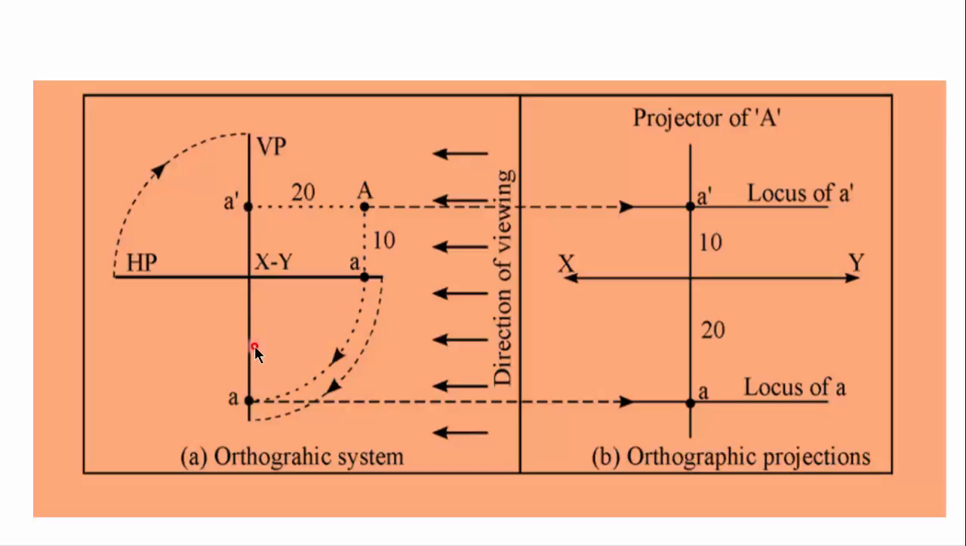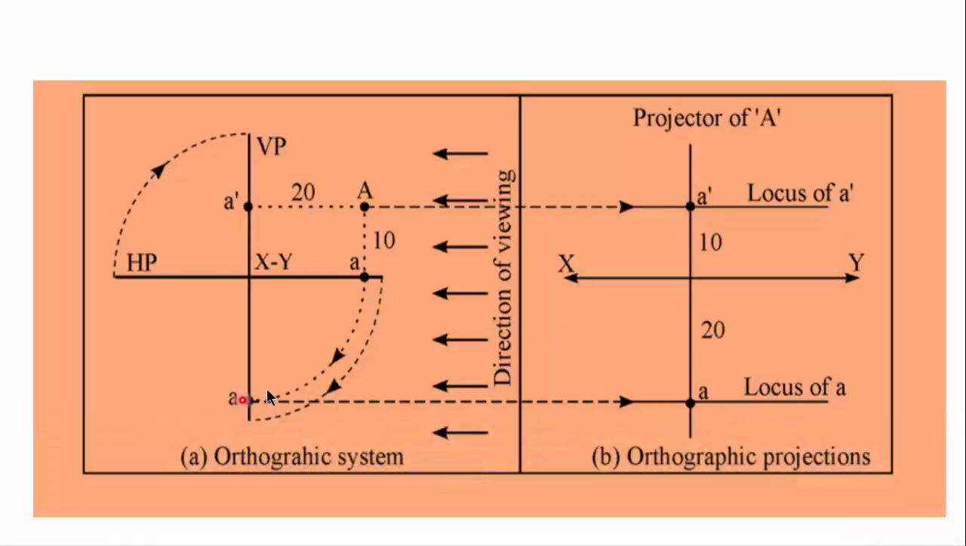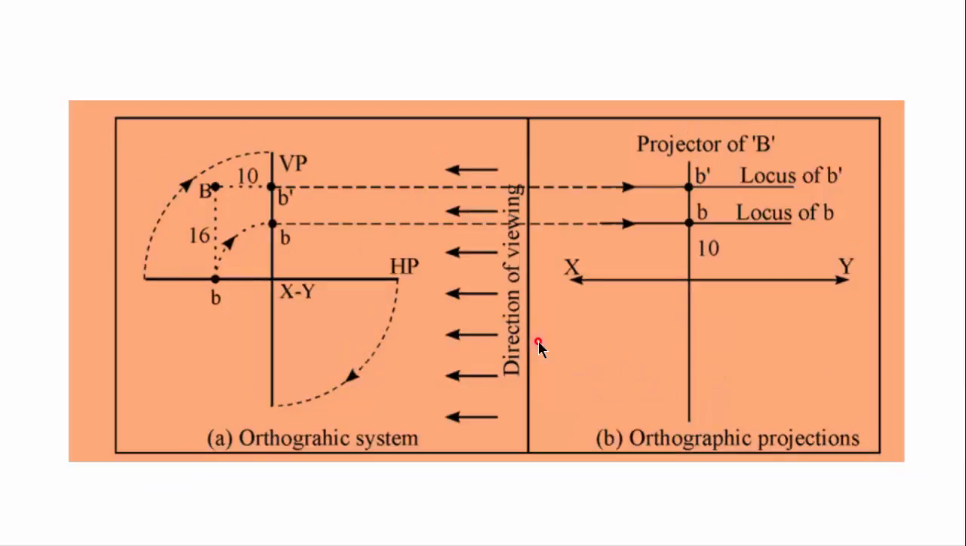Now, in the final position, if we look from this direction, you can imagine the XY line will appear as a horizontal line. Both projections A dash and a will be on a vertical line. A dash, that is elevation, will be at this location, that is 10 mm above XY line, and plan of A will be at this location, that is 20 mm below XY line. Thus, after getting the projections, we will produce them in this way.